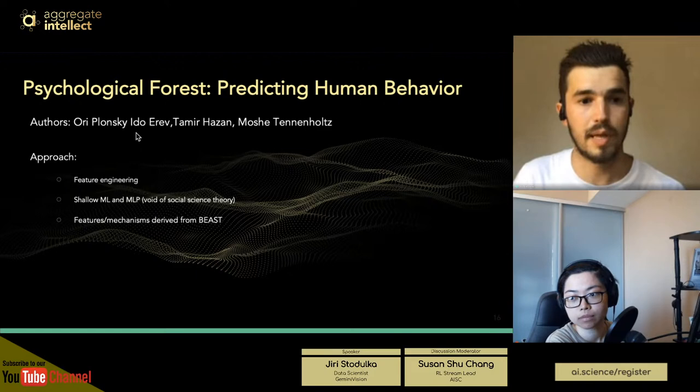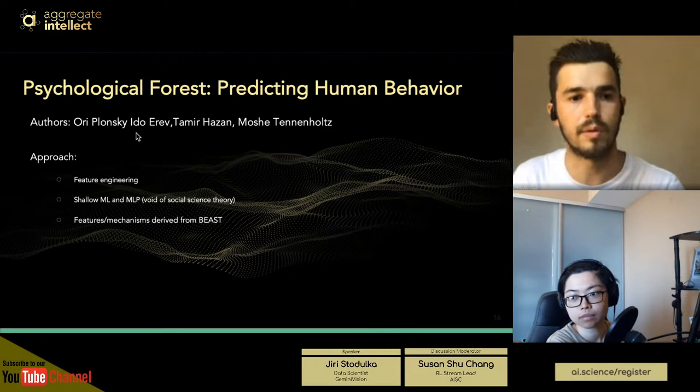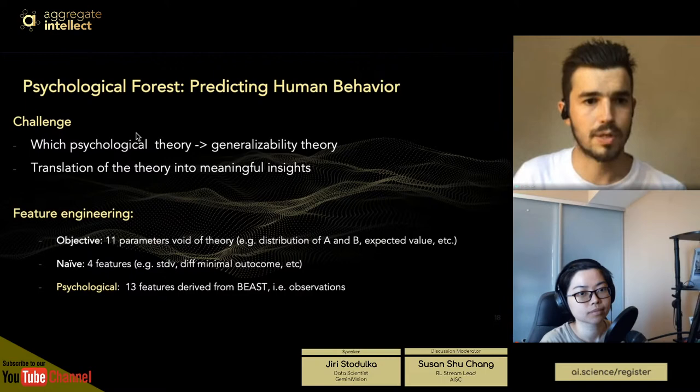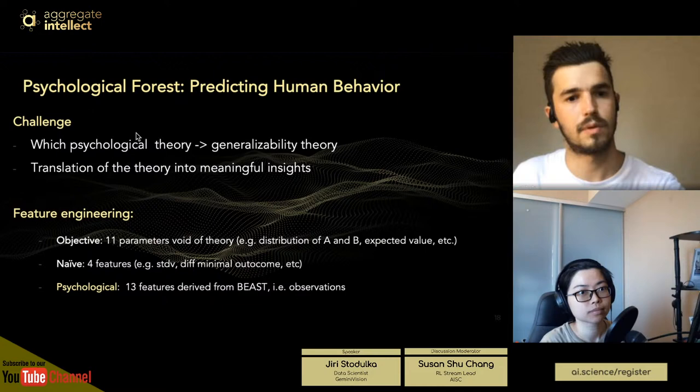They used shallow machine learning, even with some neural network, but their random forest performed the best. And their main challenge was to find the psychological theory that would be the best generalizable in machine learning. And they decided to apply a strategy of feature engineering.